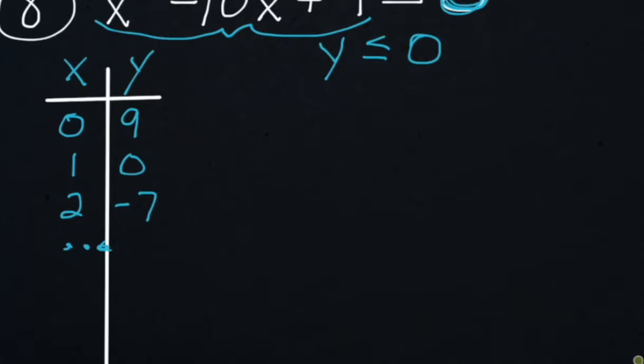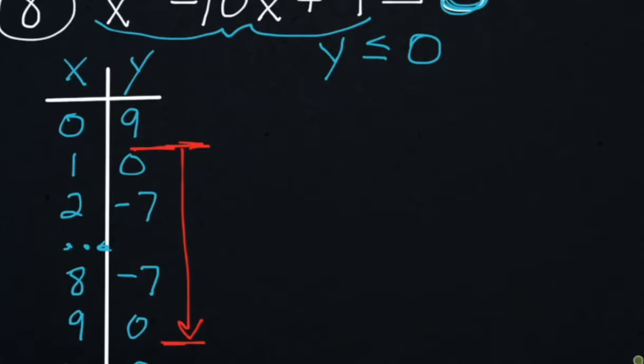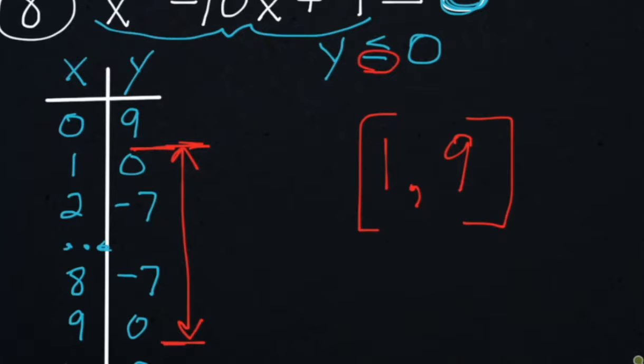Let's skip down. At 8, it's -7. At 9, it's 0. And at 10, it's 9. So now it's going back up. So where does it equal 0? Well, that's at 1 and at 9. And everything in between those two numbers is less than 0. So I write my interval notation, 1, 9, and now I use brackets because we are equaling in my notation. The inequality wants them equal, and so we include the 1 and the 9 in our answer.